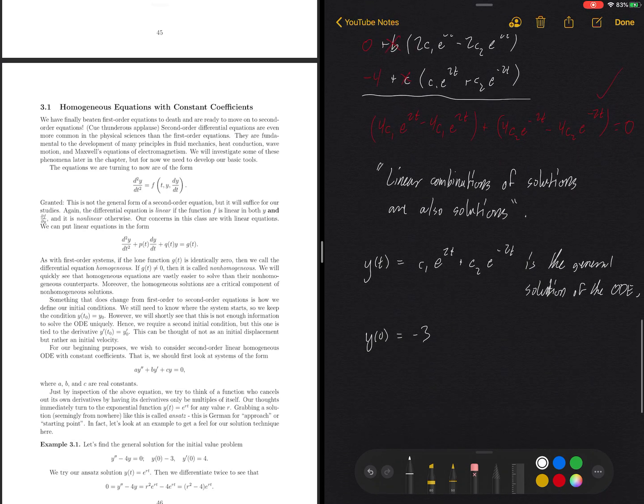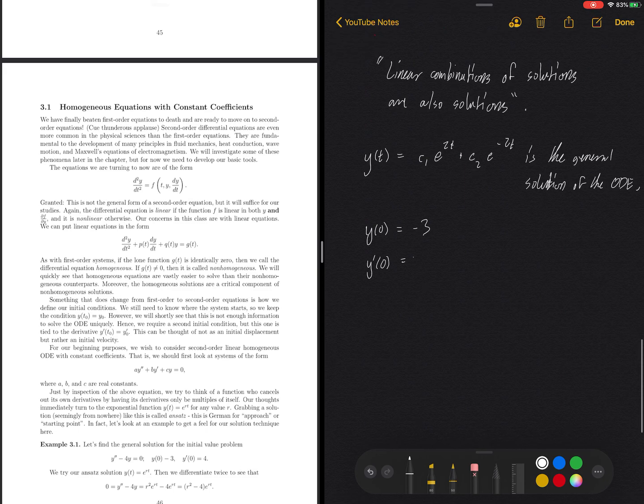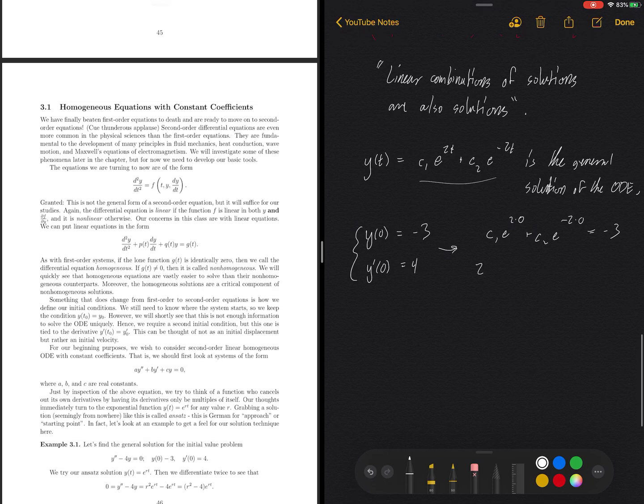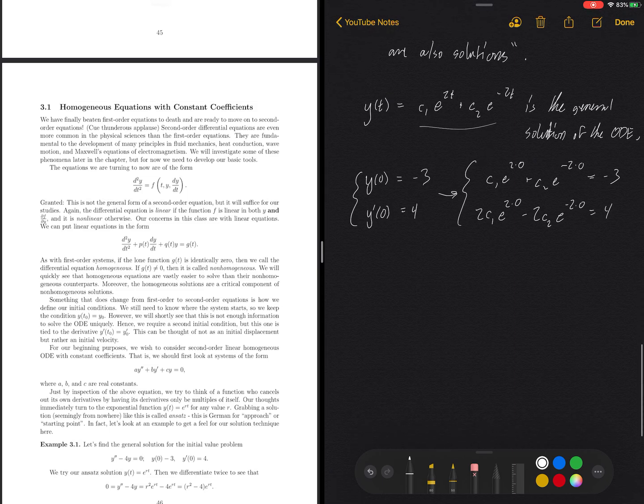So y of 0, we know, is supposed to be minus 3, or is supposed to be 3. Yeah, shame on me. This should be a 3. Is that right? Yeah, I'll leave it as a minus 3 and see how it goes. And y prime of 0 is supposed to be 4. These are my initial conditions. So if I use y of 0, that means c1 e to the 2 times 0 plus c2 e to the minus 2 times 0 needs to be minus 3. And if I differentiate this guy, I'll pick up factors of 2 and minus 2 respectively. So twice c1 e to the 2 times 0 minus 2 c2 e to the minus 2 times 0 should equal 4.